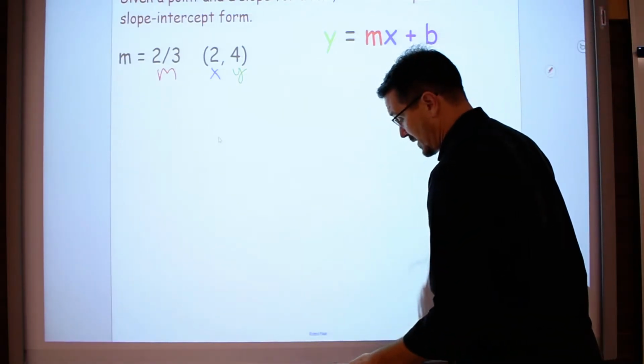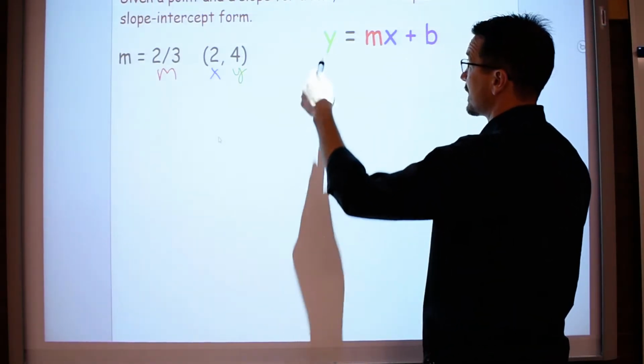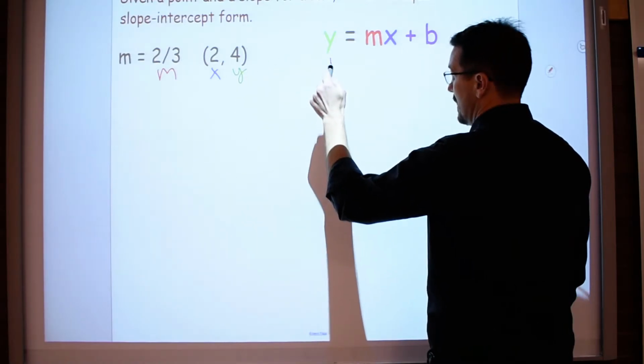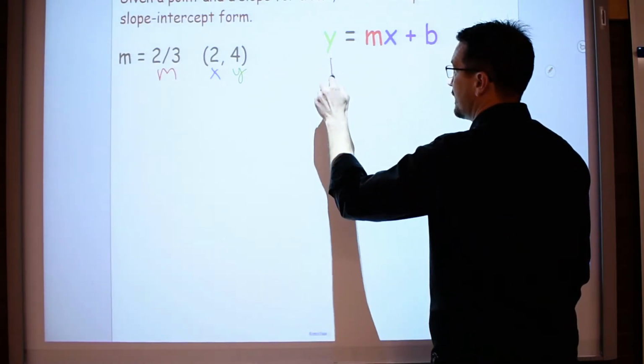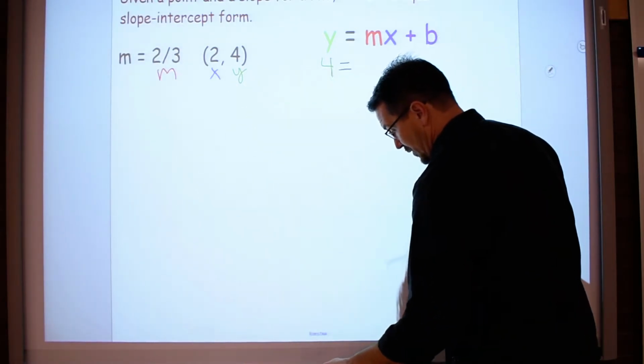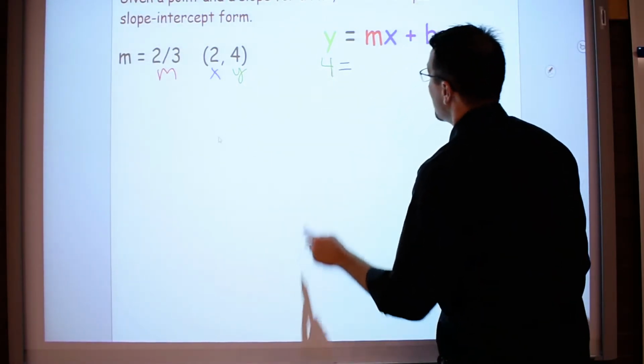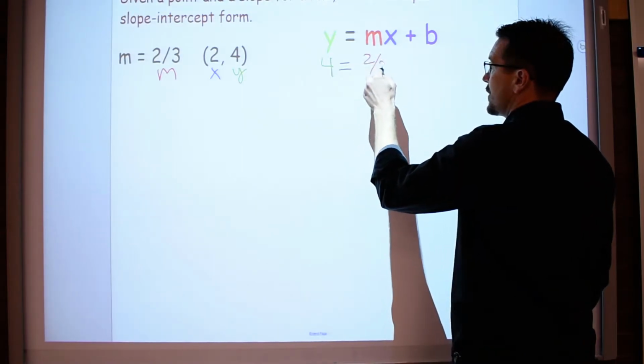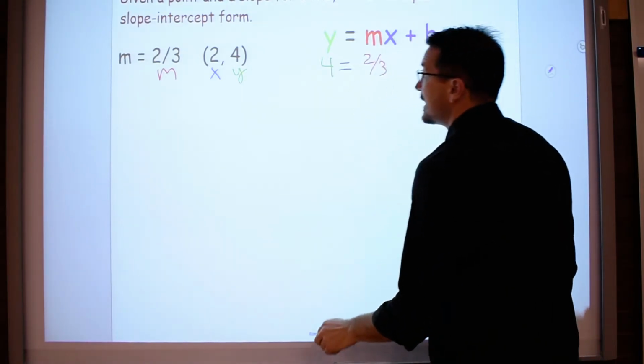So I just substitute the stuff I have in and find the thing that I'm missing. So my y is 4. So again, I'll put that in, 4. And then my m is 2/3. So I'll put in my m as 2/3. And my x is 2.